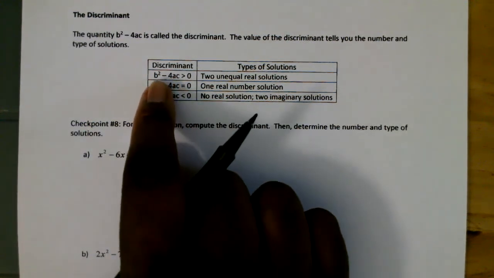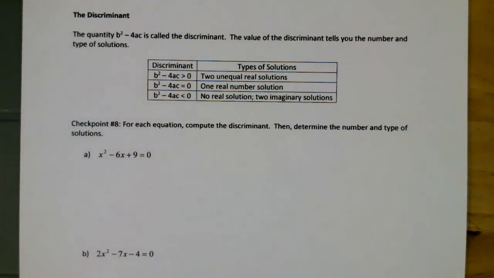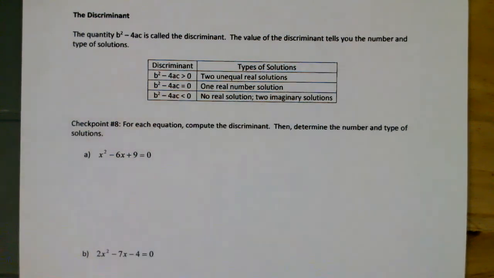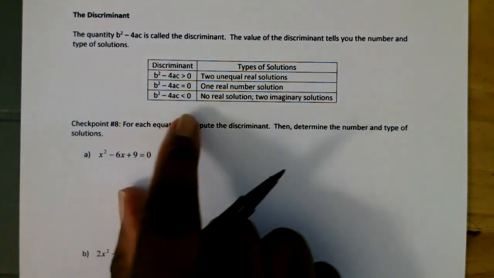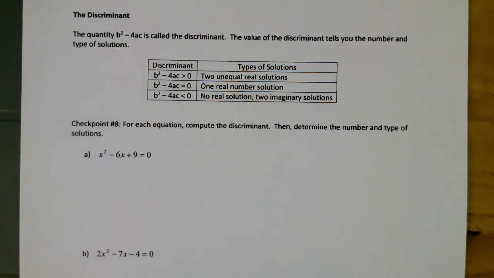Okay, so in this case here, if your discriminant is greater than 0, you're going to have two unequal real solutions. Or if it's equal to 0, then that means you have one real number solution. Or if it's less than 0, if it's negative, that means you have no real solution, which means you're going to have two imaginary solutions for your quadratic equation.